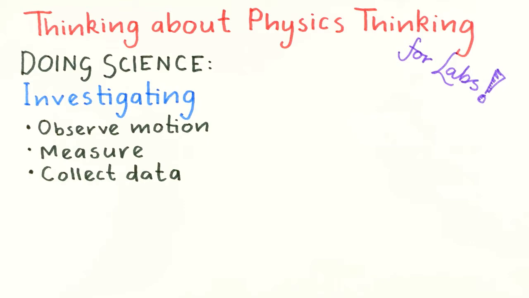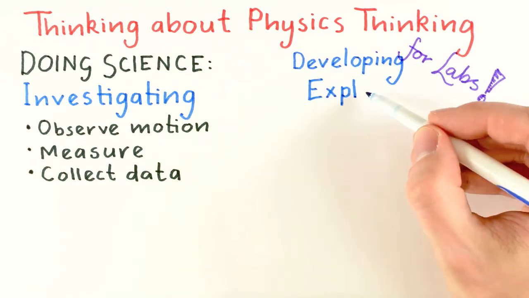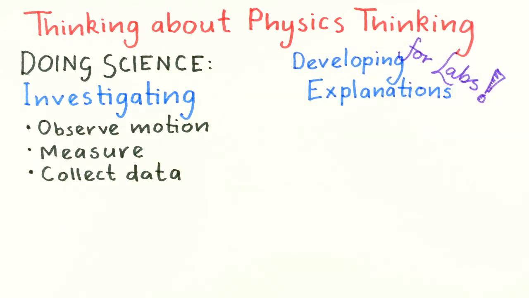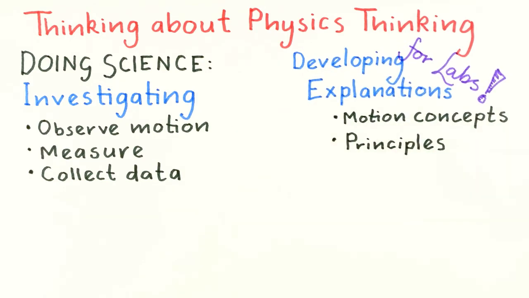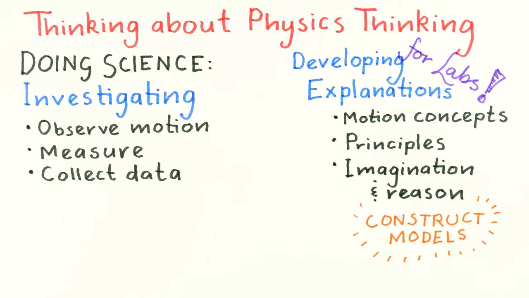A second big element of the labs involves developing explanations of our motion observations. This means we'll need to start with our motion concepts, structured around fundamental principles, and combine them with imagination and reasoning to devise models that explain and possibly predict our observations. Our models will include computer models, which may be new for you, but we'll also use models that may be more familiar, including sketches, diagrams, and mathematical relationships.